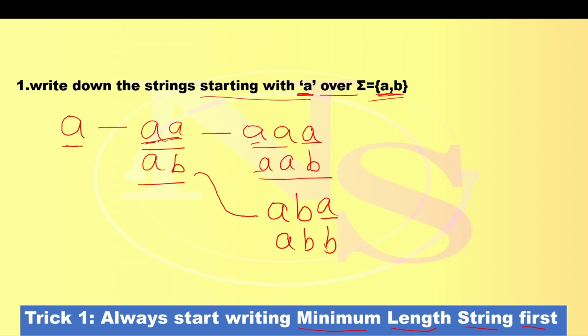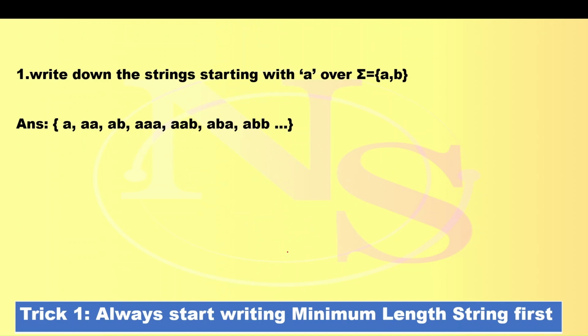If you observe this, all these strings are starting with symbol A. So this becomes your answer: all the strings starting with A over sigma {A, B}. So this is A followed by any other string. So follow this trick. Always start writing the minimum length string first, and after that you will be able to write further strings. Another way to write down all the required strings is like this.